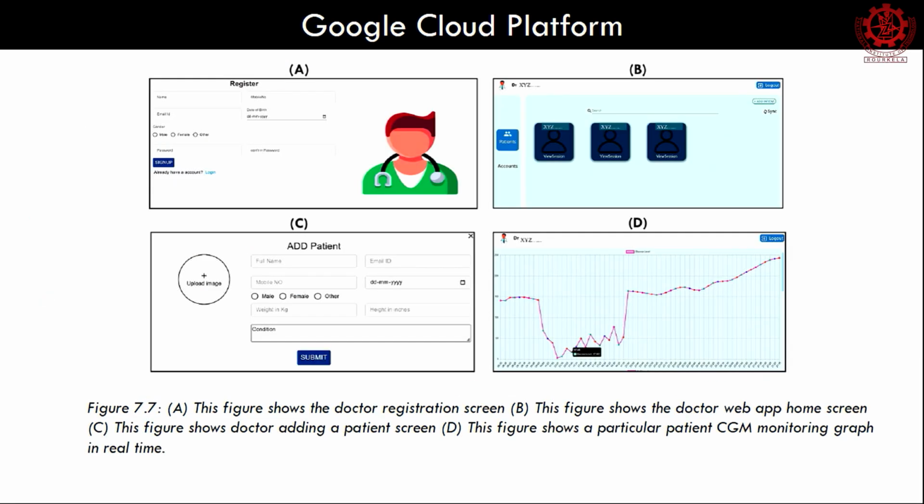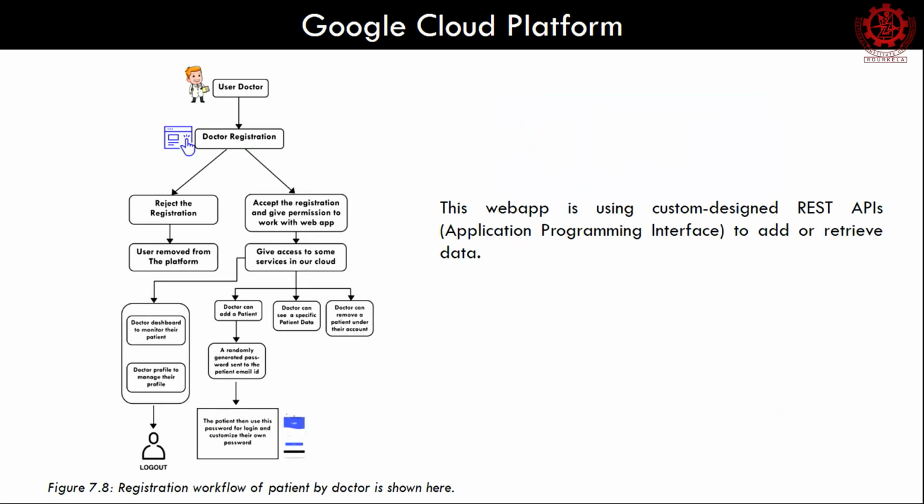So finally, we have an overall web app which is running on the Google Cloud platform. The first step is to register. Once the patient is registered, this is the doctor web app. So the first step is actually registration of a patient, and you can see different patients are present under a single doctor. Once the patient is registered, the doctor can look at the different values, the glucose trajectory and the time series data of the patient.